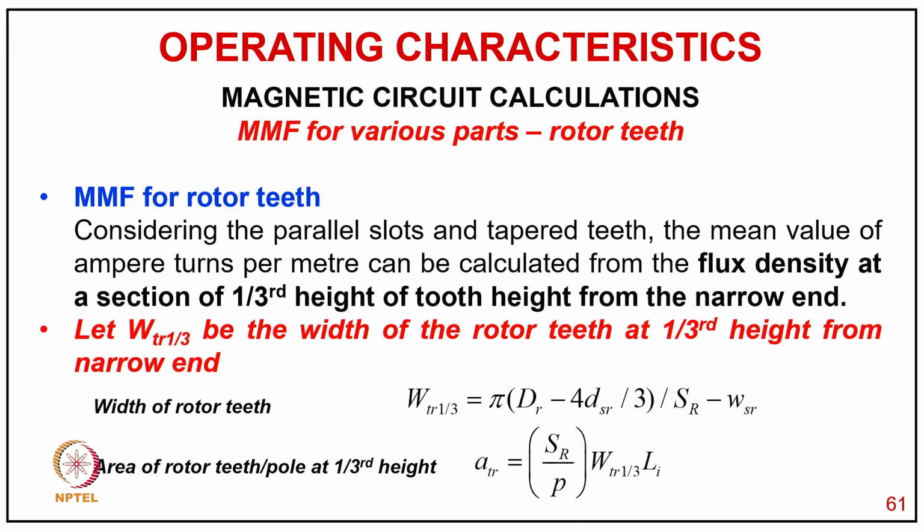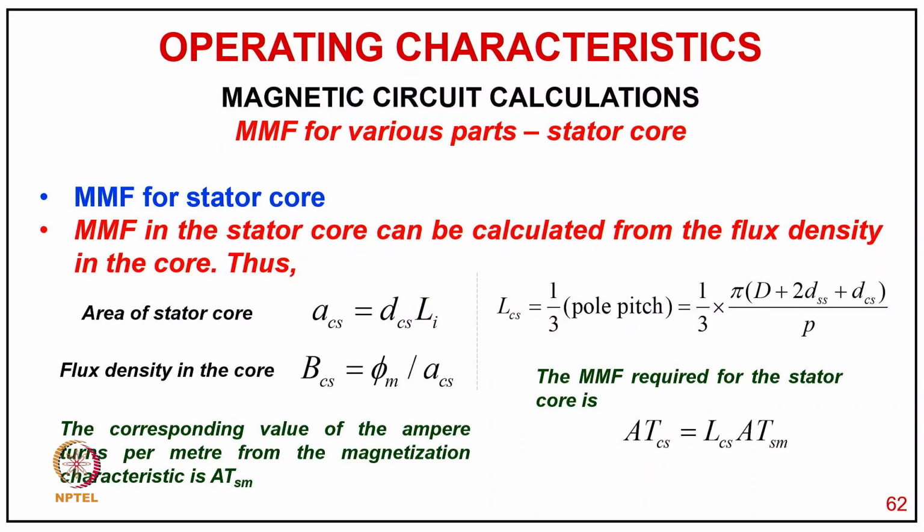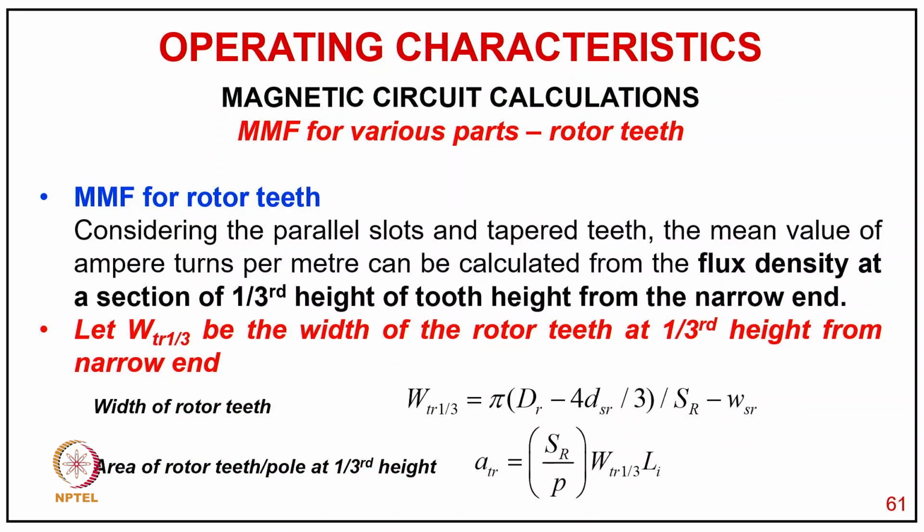Similarly, you can find out the MMF for rotor teeth. Considering the parallel slot and tapered slot, the mean value of ampere turns can be calculated from the flux density at a section 1/3 height of the teeth from the narrow end, and let Wtr be the width of the rotor teeth at 1/3 height. So we can find the width of the rotor teeth at 1/3 height, Wtr 1/3, which is pi in bracket Dr minus 4 dr Sr by 3, divided by Sr, minus Wsr, and the area of the rotor teeth per pole at 1/3 height is Atr equal to Sr upon P into Wtr 1/3 and Li. Then, similarly as we found for the stator teeth, we can find the total MMF required for the rotor teeth.